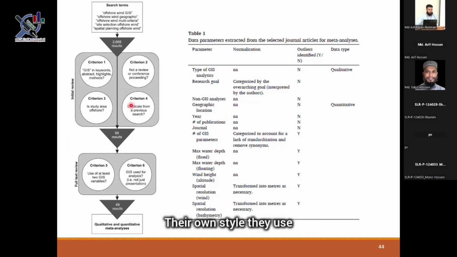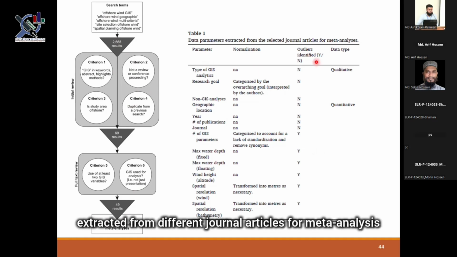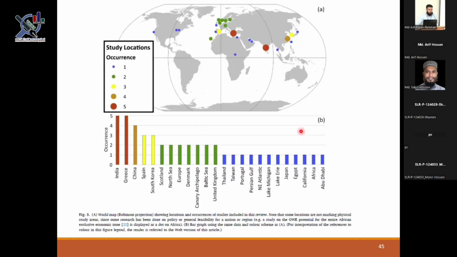It is their own style. They also mention the parameters they extracted from different journal articles for the meta-analysis. And they use this kind of global map to show which countries are doing the research. For example, they found five articles in India, and in Greece also five. There is a trend, and they show it on the global map for different countries and the number of articles found from each.